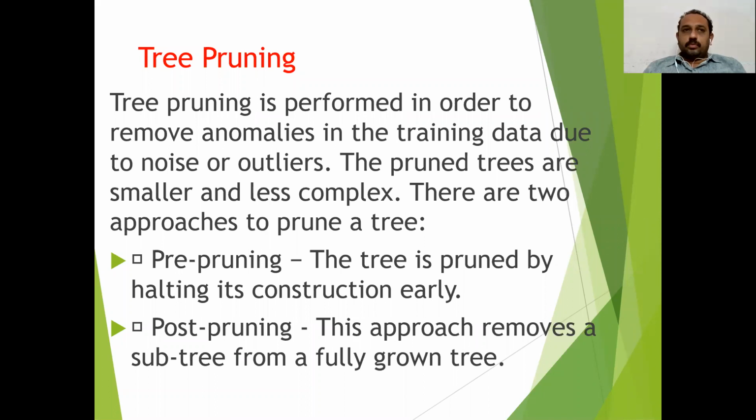So there are two types of pruning: one is pre-pruning and another one is post-pruning. Pre-pruning means before constructing the tree, you find out which attributes are really useful, and those we keep. Otherwise, we eliminate them before constructing the tree. Otherwise, after constructing the tree, the tree will look like a big tree. At that time, we need to cut the sub trees. That is called post-pruning. So pruning means removing the unnecessary, noisy, anomalous data.